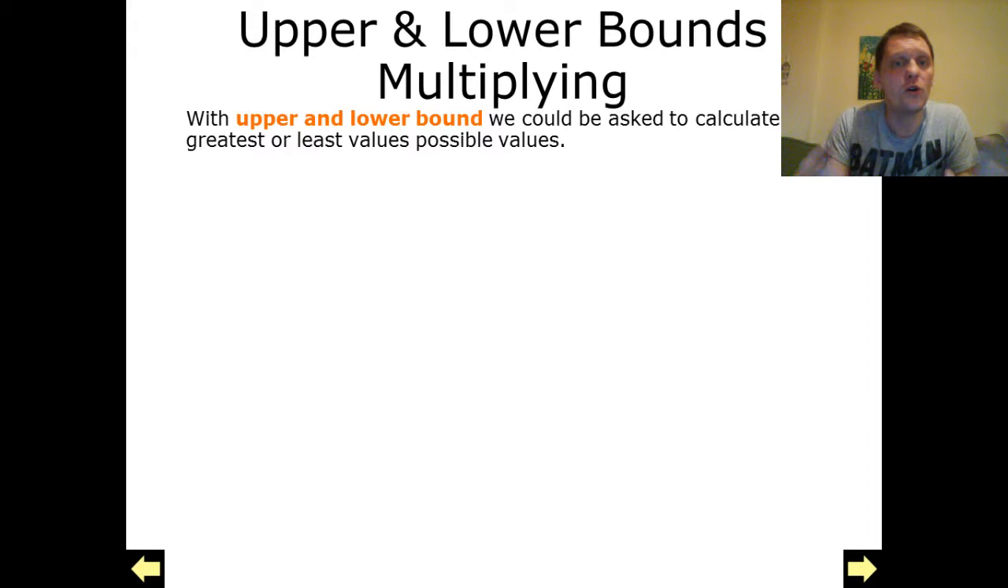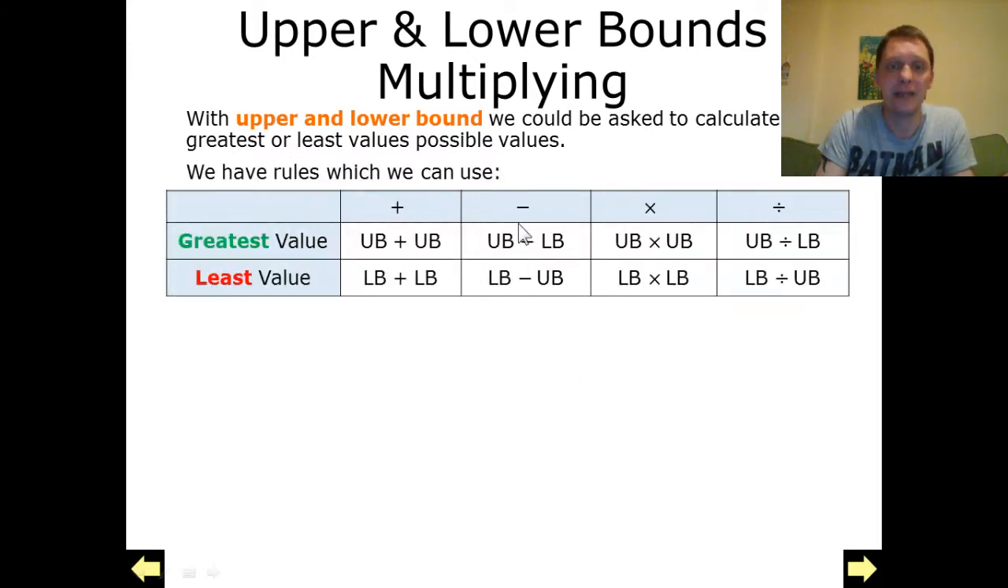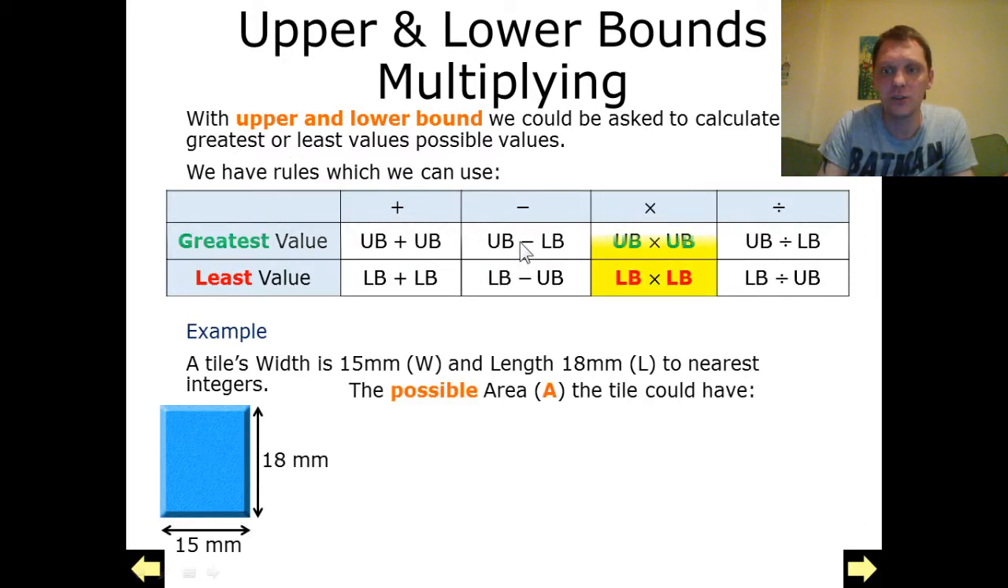So when we are looking at upper and lower bounds, we're going to be using our knowledge of upper and lower bounds to find the greatest or the least value, or maybe the possible range, when our problem involves multiplying. So here are our basic rules that we use, and we're going to be focusing on this box just here.